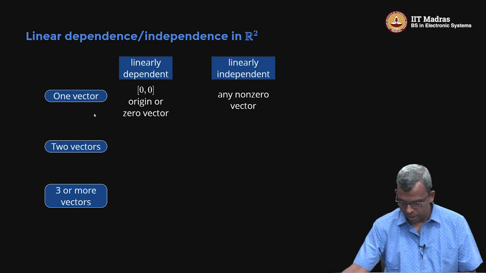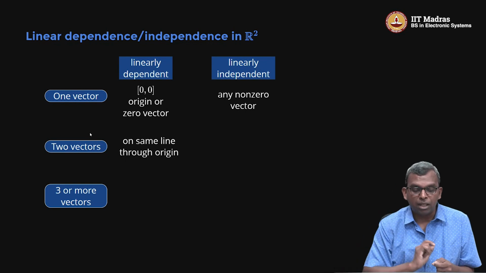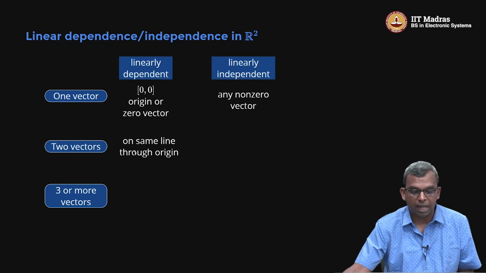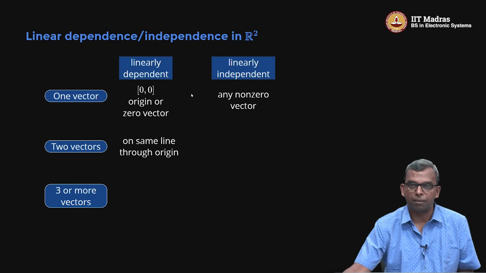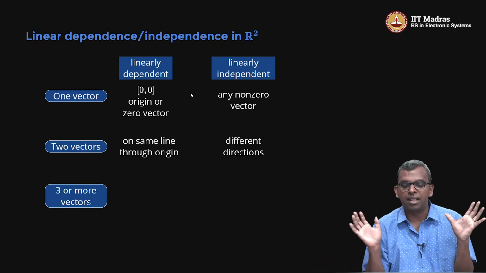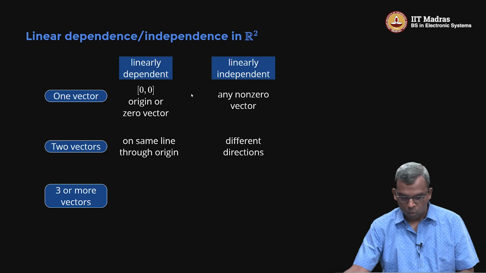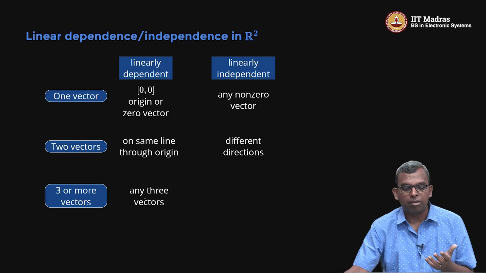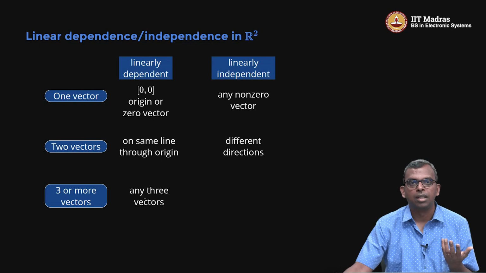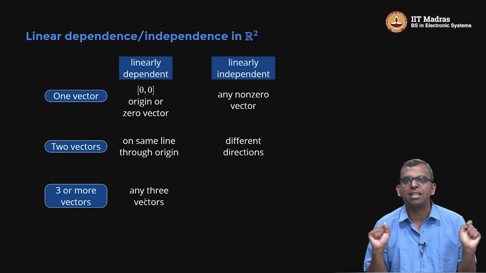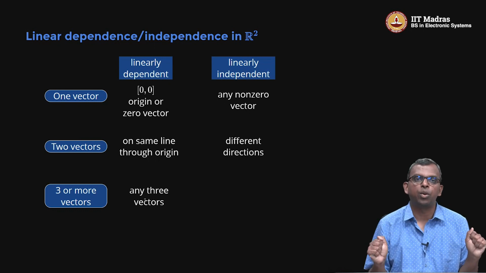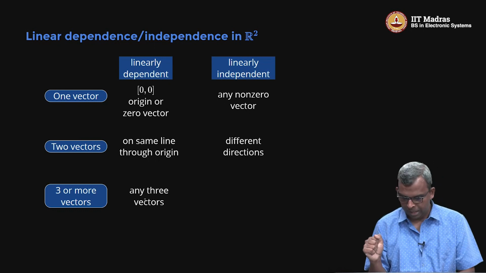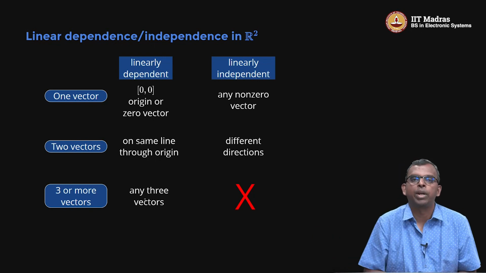If you have two vectors, if both of them are on the same line through the origin, then they are linearly dependent, right? If they are in different directions, they are linearly independent. What will happen for three or more vectors? Any three vectors you can pick will be linearly dependent. Think about that very carefully. You can pick any three vectors in R2, they will be linearly dependent. You cannot pick three vectors which are linearly independent. There is no possibility for three or more vectors to be linearly independent in R2.